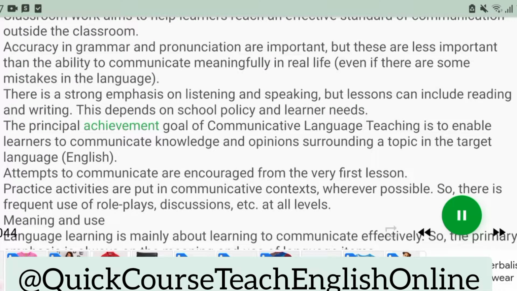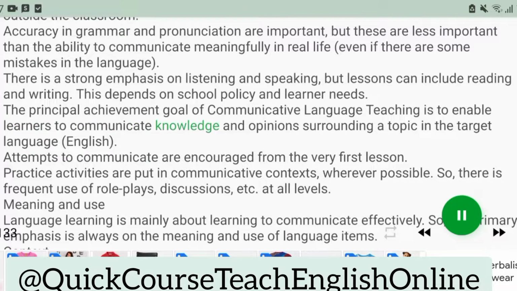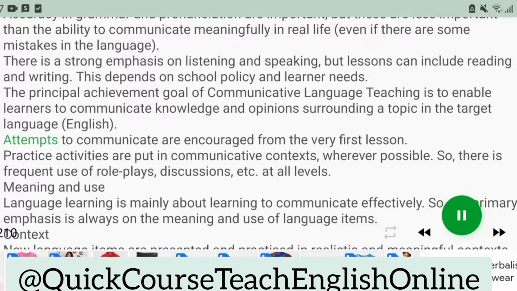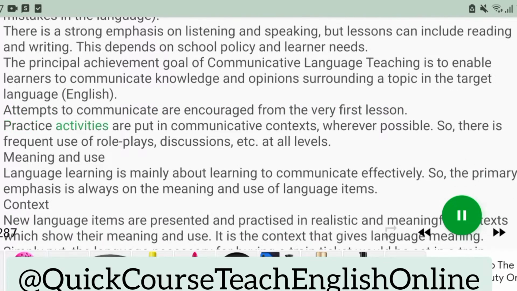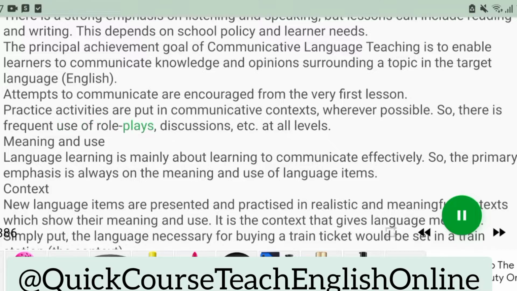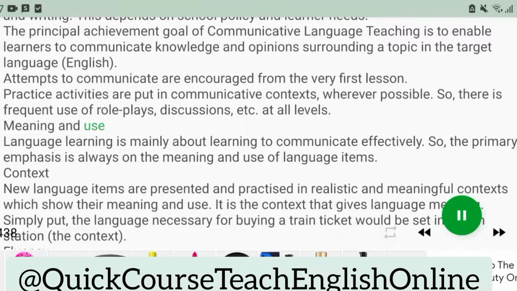The principal achievement goal of communicative language teaching is to enable learners to communicate knowledge and opinions surrounding a topic in the target language, English. Attempts to communicate are encouraged from the very first lesson. Practice activities are put in communicative contexts, wherever possible. So, there is frequent use of role plays, discussions, etc. At all levels.